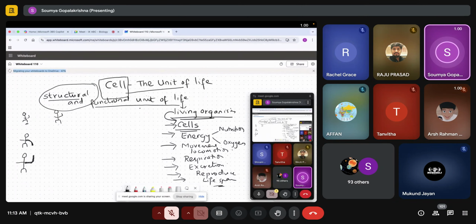And functional unit of life: whatever functions an organism performs, that is because of the cells. Okay, so that is why we define the cell as the structural and functional unit of life.